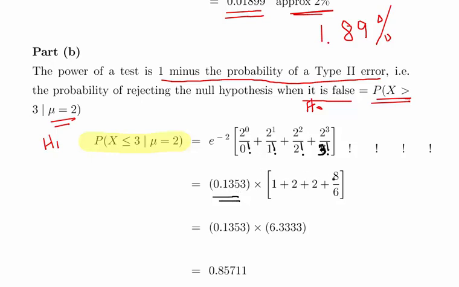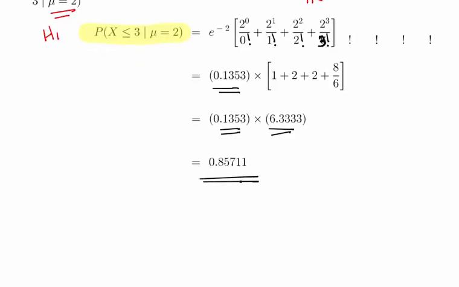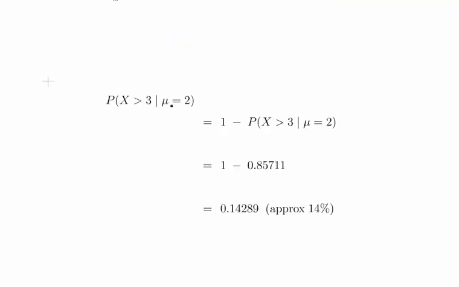1 plus 2 plus 2 plus 8 over 6 gives us 6.3333. So 0.1353 times 6.3333, working that out, we get 0.85711. The answer is essentially the complement of that, so 1 minus that, which is 0.14289, approximately 14%, or 14.3% if you want to be correct.